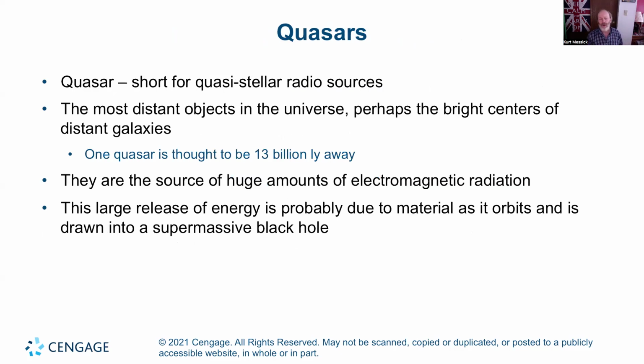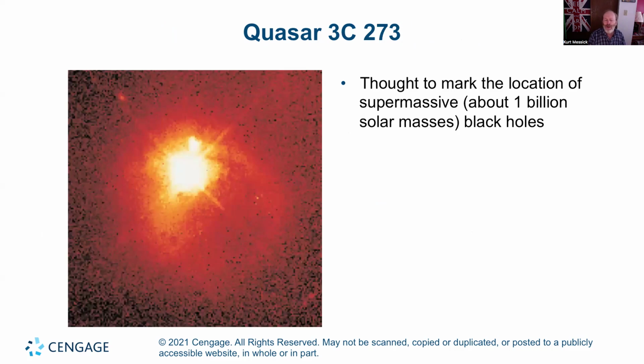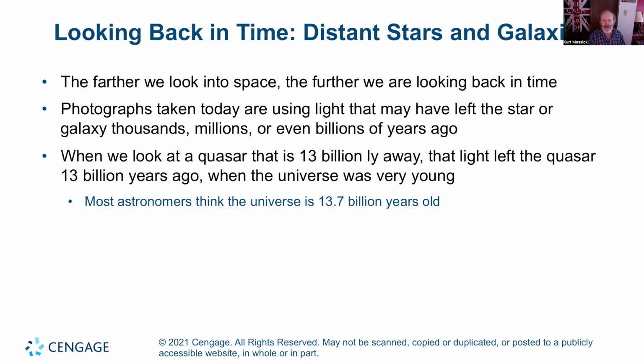Some galaxies are overpowered. We call those quasars. And those are quasi-stellar objects because they sort of looked like stars when we first discovered them. But they are powerhouses of radio energy. In the middle of them, they have supermassive black holes. Here's one that probably has a black hole somewhere around 1 billion solar masses. We have one in our own galaxy that's only 2 to 4 million solar masses there.